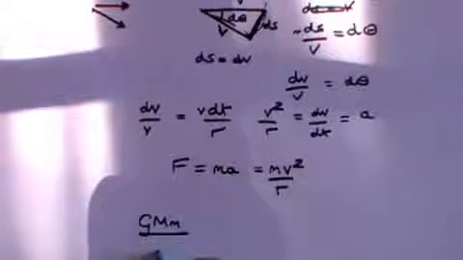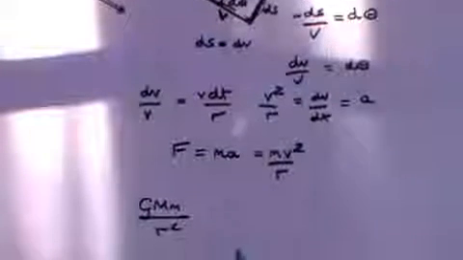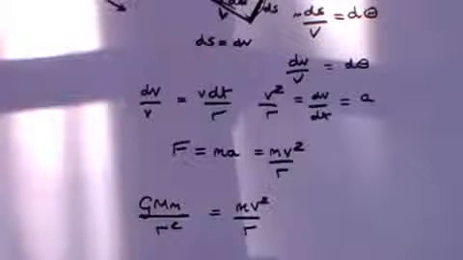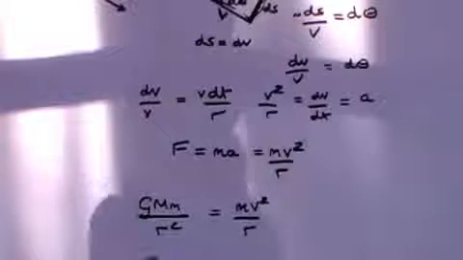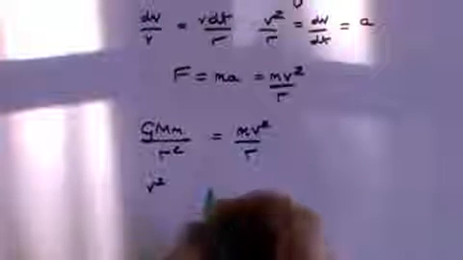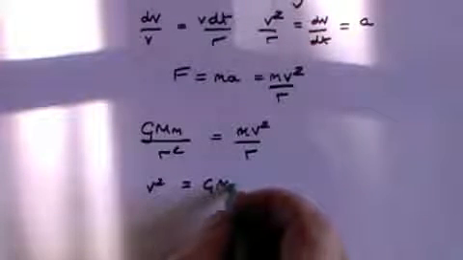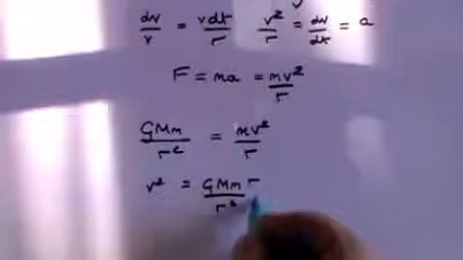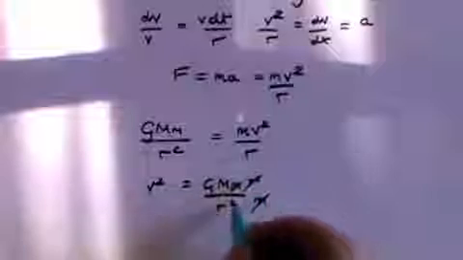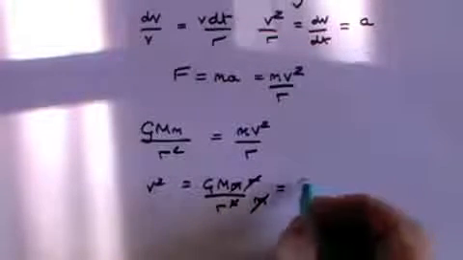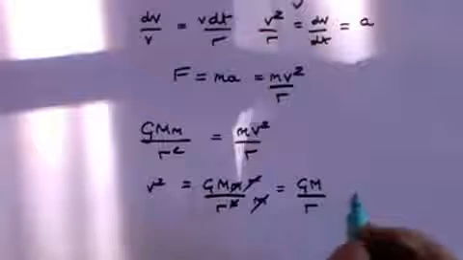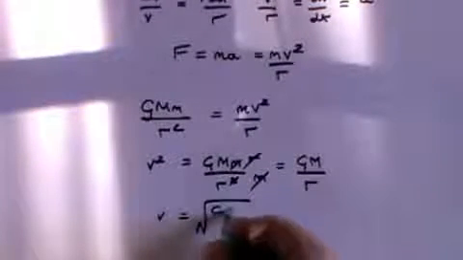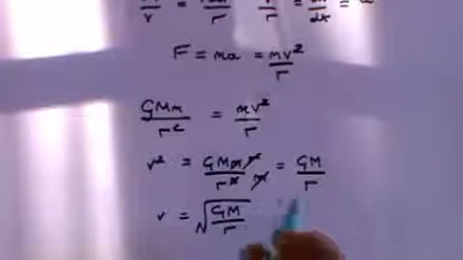GMm divided by r squared, which is the gravitational force, is equal to mv squared over r, which is the centripetal force. And that means that v squared equals GMm over r squared, and now you have to bring r over m. The m's cancel, one of the r's cancel, and you get v squared is GM over r, which means that v is equal to the square root of GM over r.